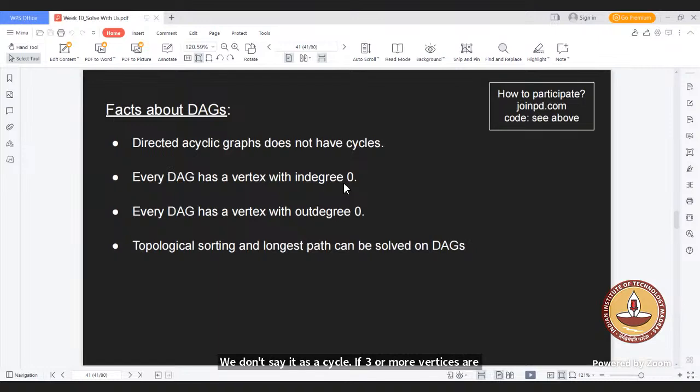A directed acyclic graph does not have any cycles, and every DAG has a vertex with in degree 0. In degree means the number of edges which are coming towards it. And you know that this is also directed, right? Since it is a directed acyclic graph, this is not undirected, this is a directed graph. So every DAG has a vertex with in degree 0, and every DAG has a vertex with out degree 0. Topological sorting and longest path can be solved on a DAG.